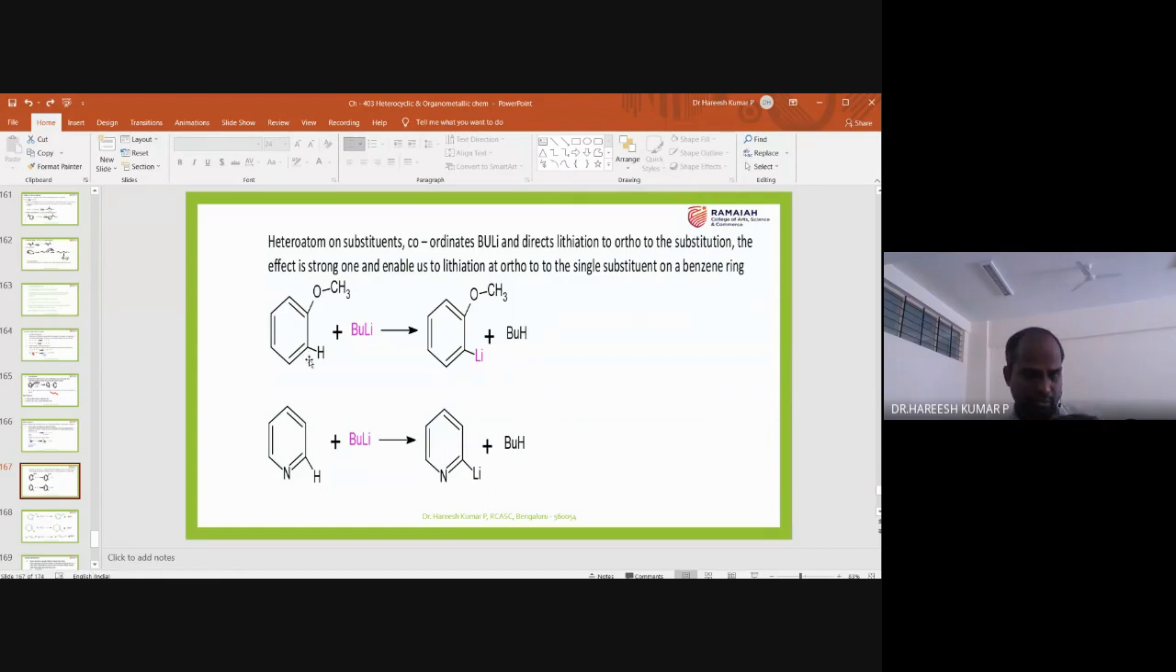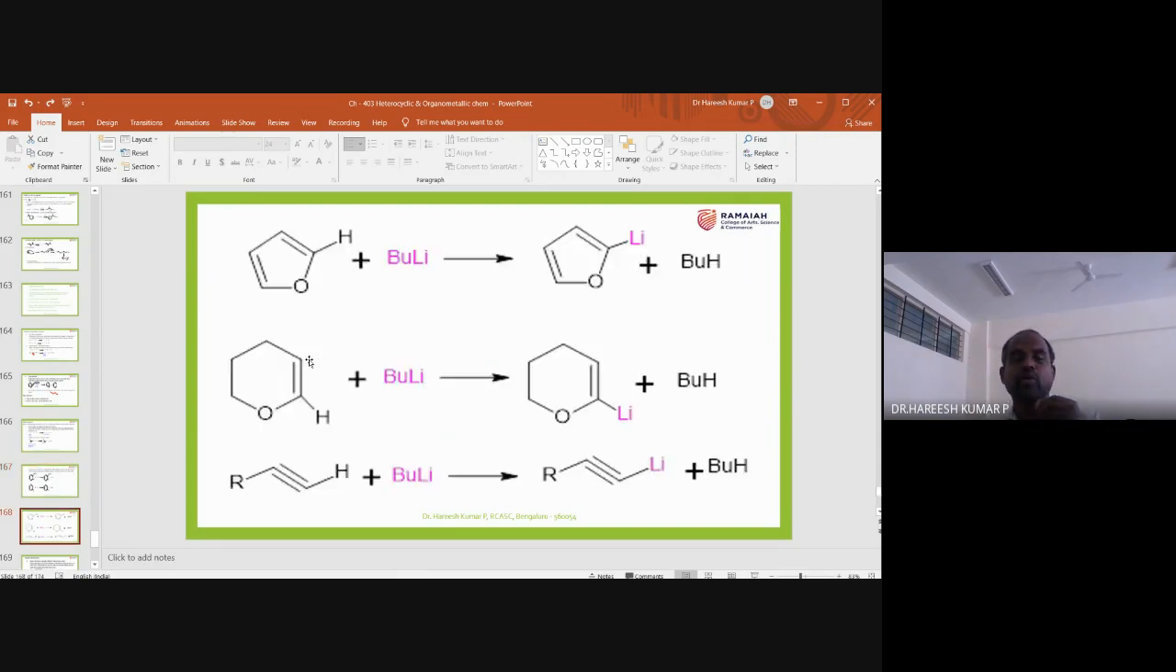Okay, this is what is called lithiation. If there is a substituent, the adjacent carbon is lithiated. If it is a heterocyclic compound also, the adjacent proton is replaced with lithium, thereby it's called lithiation. So with this, I will go to the next slide, which will give you information about a few more examples.